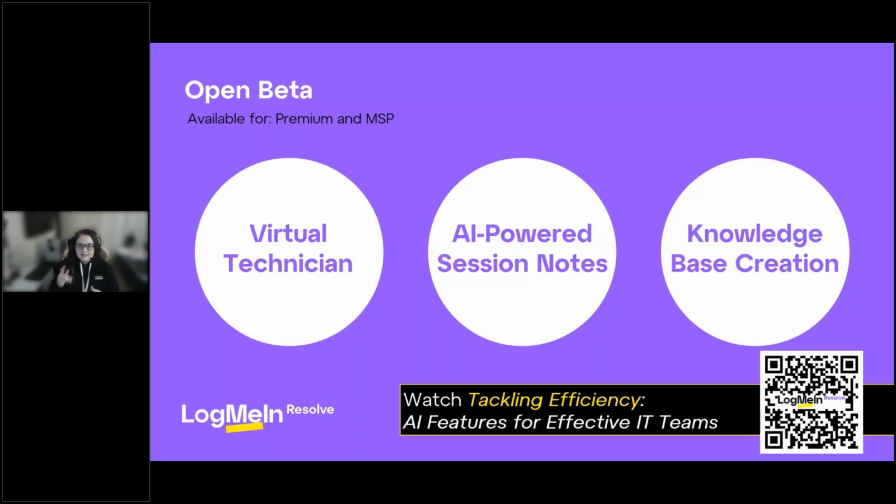So if you've not heard of these yet, or you haven't seen them or tried them out, make sure to scan this QR code. It will take you to our webinar page where we have a bunch of on-demand webinars, and we have one in there called Tackling Efficiency AI Features for Effective IT Teams, where a lot of this is covered. So make sure to check that out. They're really time saving and really powerful in getting you the right details into your KB and then allowing AI to do a lot of the heavy lifting with that virtual technician. So scan that QR, check out that webinar. If you are premium or MSP, you can test them out right now.